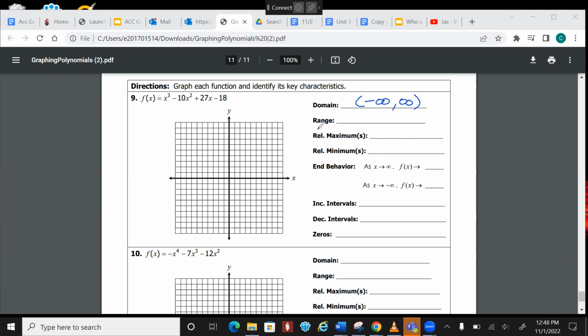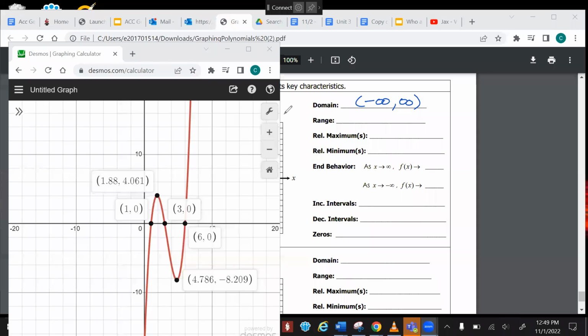Next, we're going to graph it. You're going to have two different functions. One's going to be a cubic, which is what this is, because it's got an x to the third. The other one's going to be an x to the fourth. So again, I'm telling you what the function is going to be.